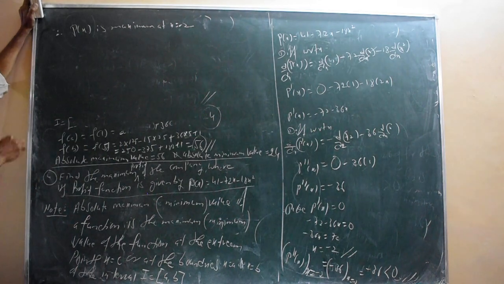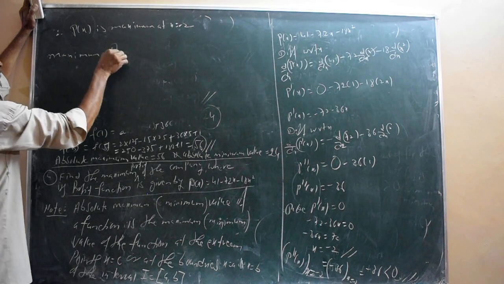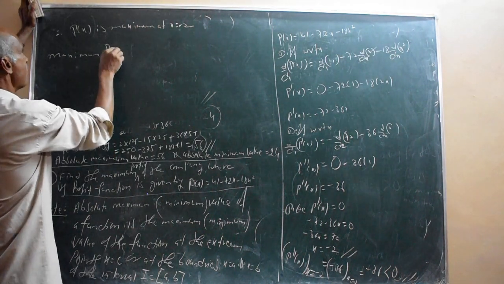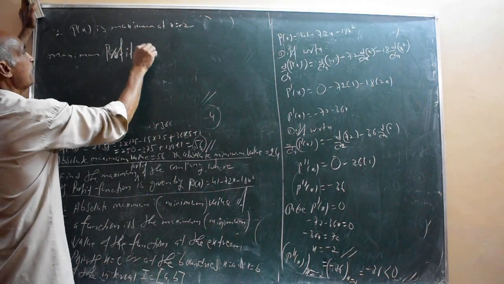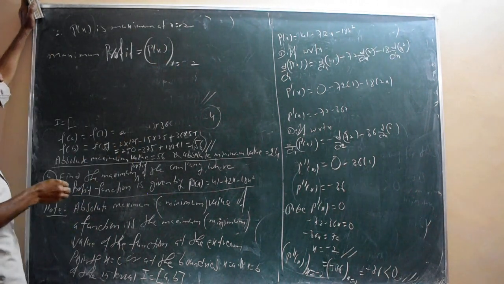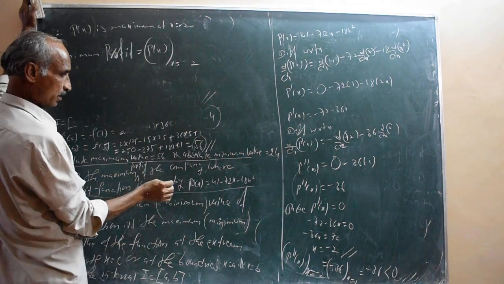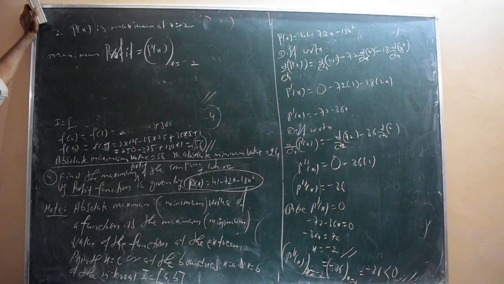Therefore, maximum profit. How to get maximum profit? Maximum profit is equal to, in p of x, you take x equal to minus 2, because the profit function is given by p of x. This p of x is the profit function. Okay, as the x value changes, you are getting different values for p of x. Those are the profit for those x values.